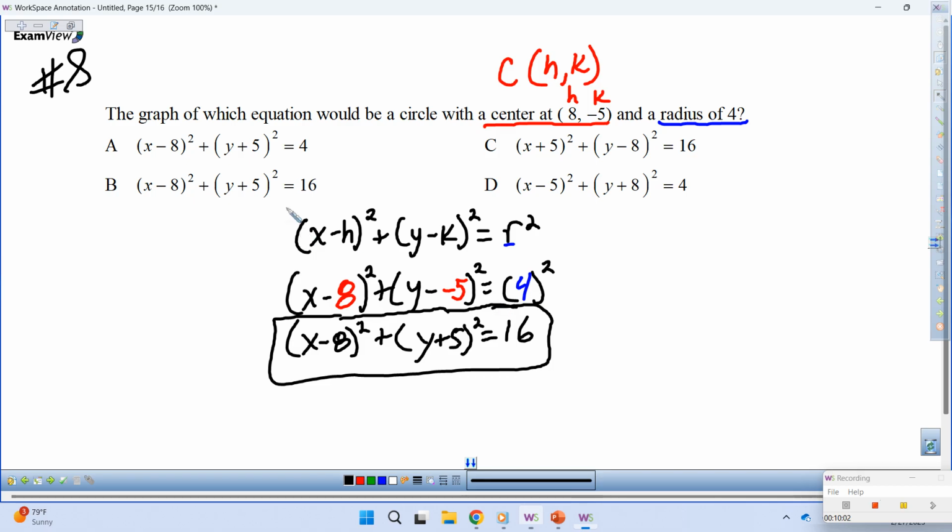What is the option? This one has a 4 over here, so it's not that one or that one, because those equal 4. It has to be one of these two, so -8, +5, 16. Yep, correct answer is B. All right, once again, pause the video if you need to. And let's move on to number 9.